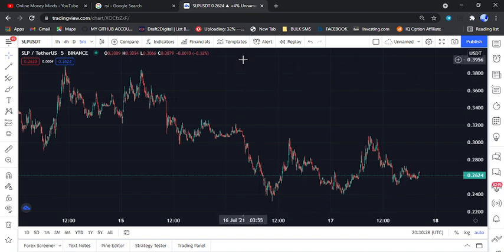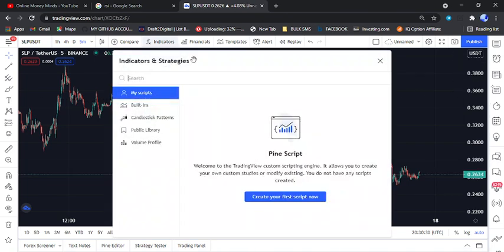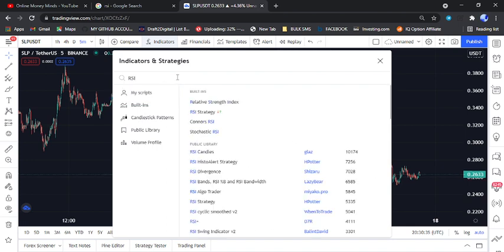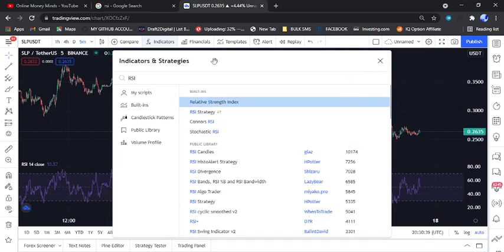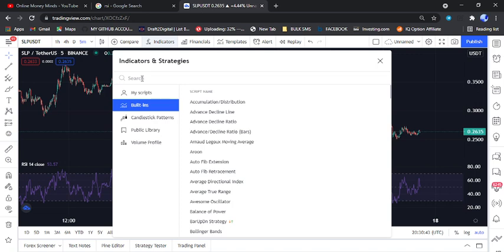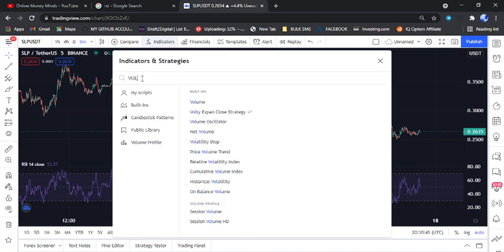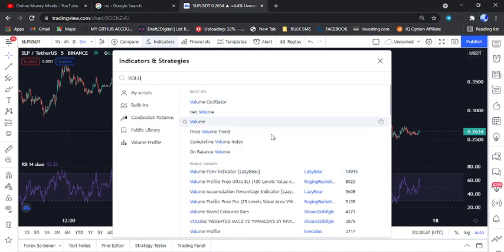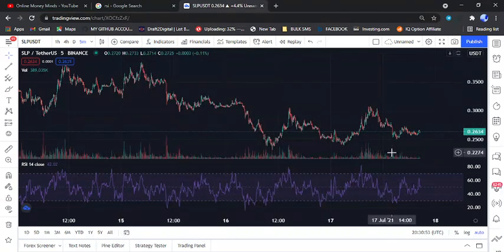If you want to pick your indicators, all you need to do is go to indicators and type in RSI. RSI stands for relative strength index. Once you select it, remember I said we're going to be using two indicators. We're also going to be using volume. Mind you, you will see a lot of volume options, but we are looking for the basic volume. All right, as you can see right here, we have the volume and we have the RSI.